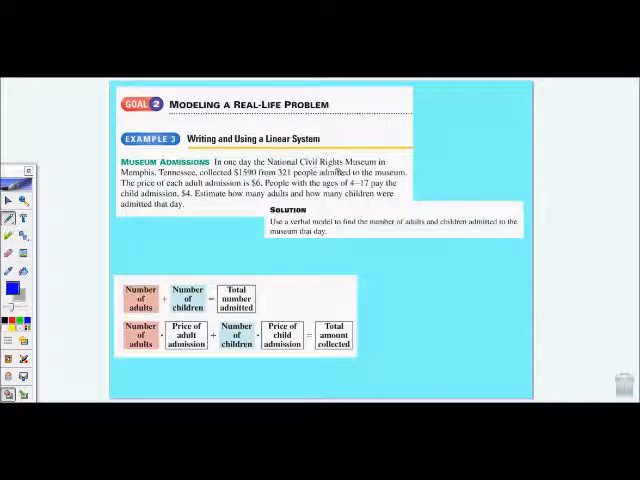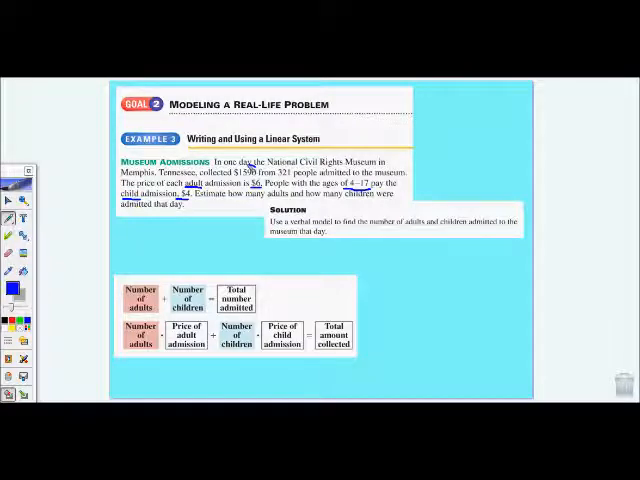In one day, the National Civil Rights Museum in Memphis, Tennessee collected $1,590 from 321 people admitted to the museum. The price of each adult admission is $6, and people with ages of 4 to 17 pay the child's admission, that's nice, of only $4. Estimate how many adults and how many children were admitted that day.